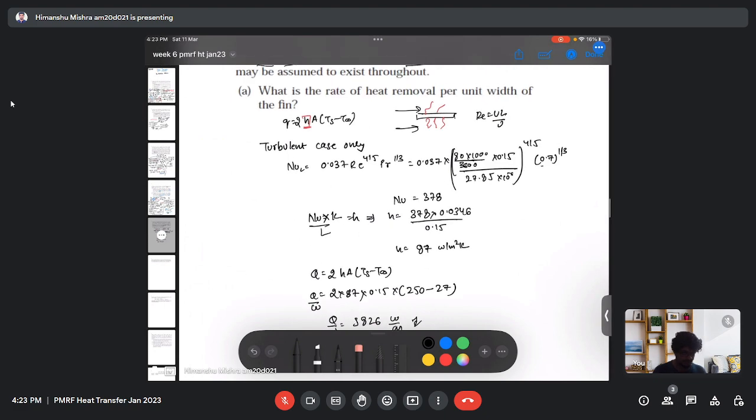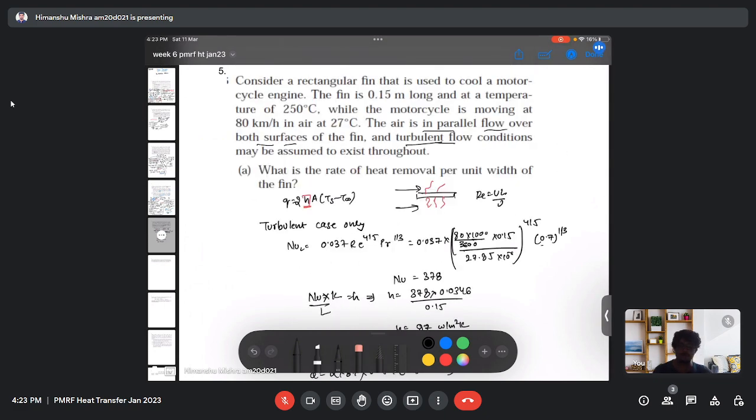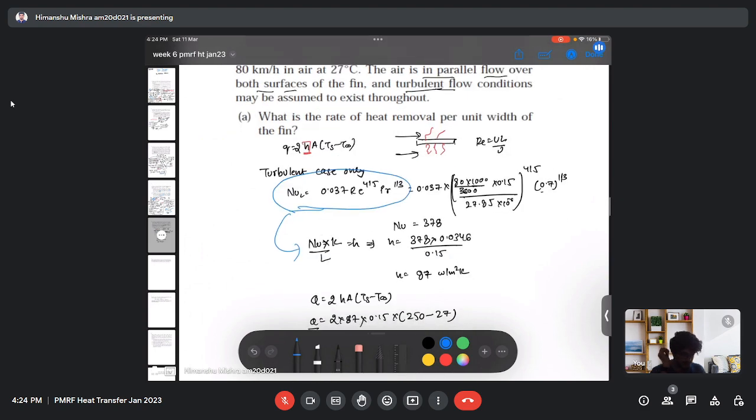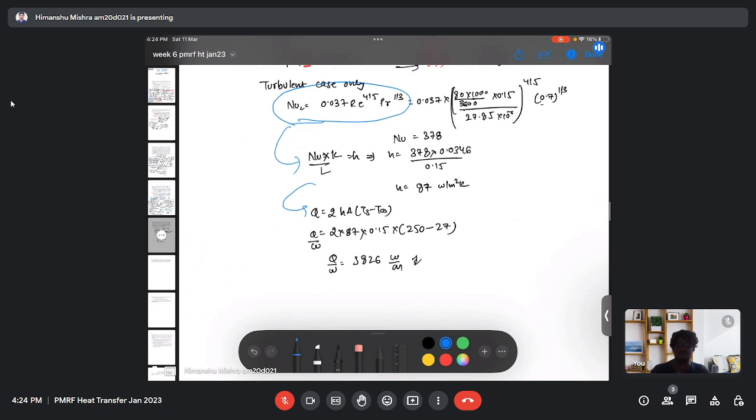So in this question we have airflow over a flat plate or a rectangular plane, and since there is a flow of air at both surfaces, we need to find the heat transfer, assuming that the flow is in turbulent condition. So we use the Nusselt number which is valid only for the turbulent case, not for the mixed case here. We use the standard procedure: find the Nusselt number, then find the heat transfer coefficient, and then from there we find the heat transfer.